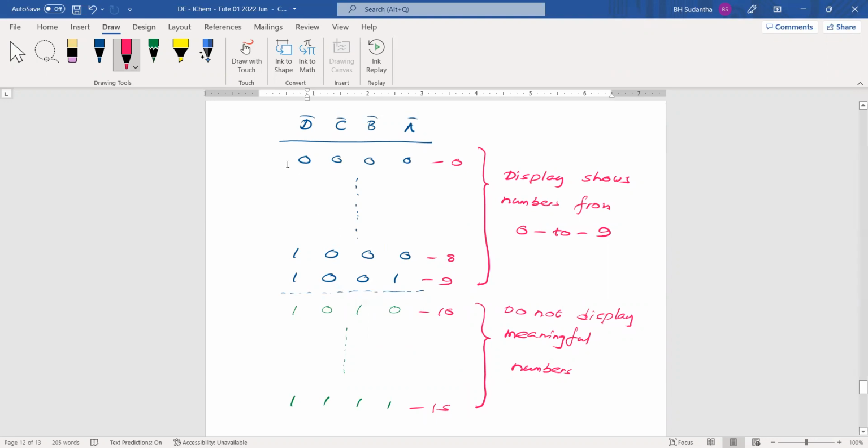But from these 16 combinations, the first 10 combinations have meaning. Then it shows 0 to 9 on the display. But beyond that, 10 to 15, those 6 combinations, when those outputs come from the counter, on the display we will have different jargon things. It's not meaningful.